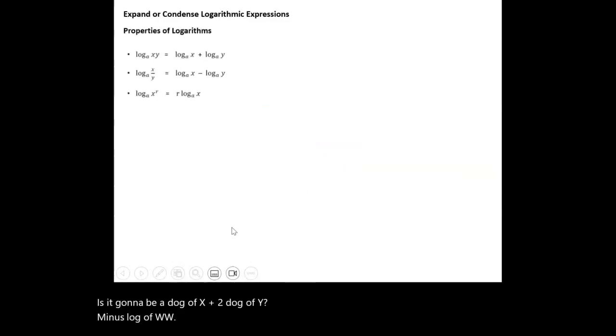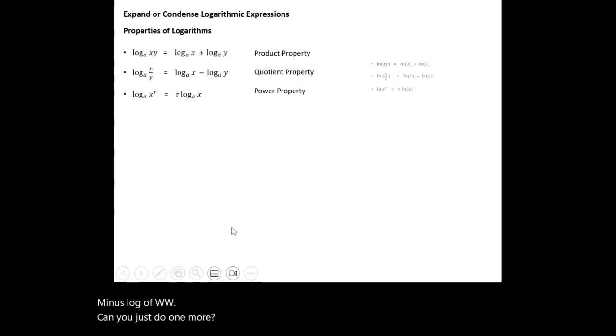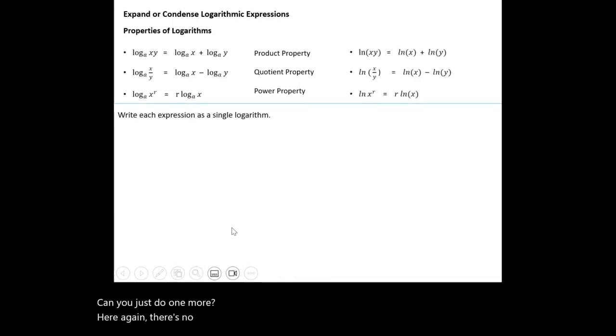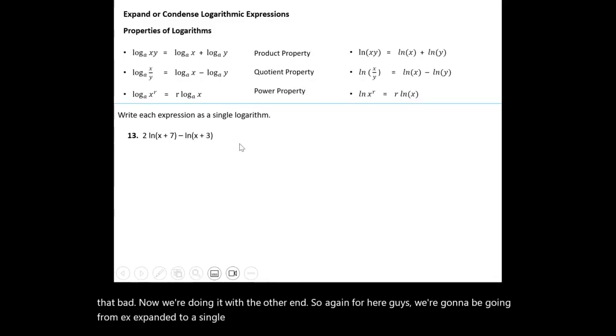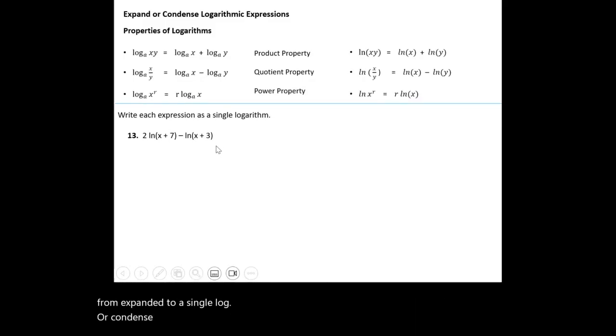Can I just do one more? Here again, there's more properties. But this will be a little bit more challenging. No, it's not that bad. Now we're doing it with the ln. So again, from here, guys, we're going to be going from expanded to a single log or condense it. I believe in 1324, they call it single log, and in 1314, they call it condensed.